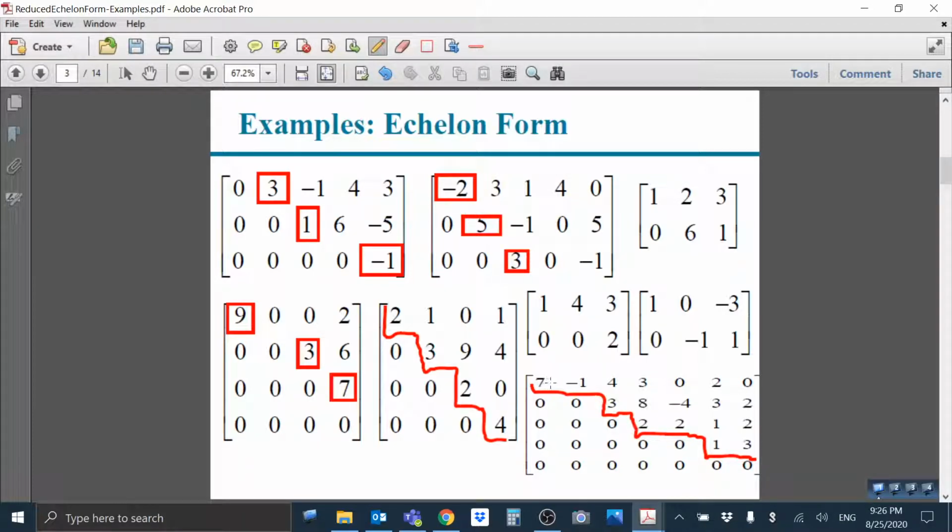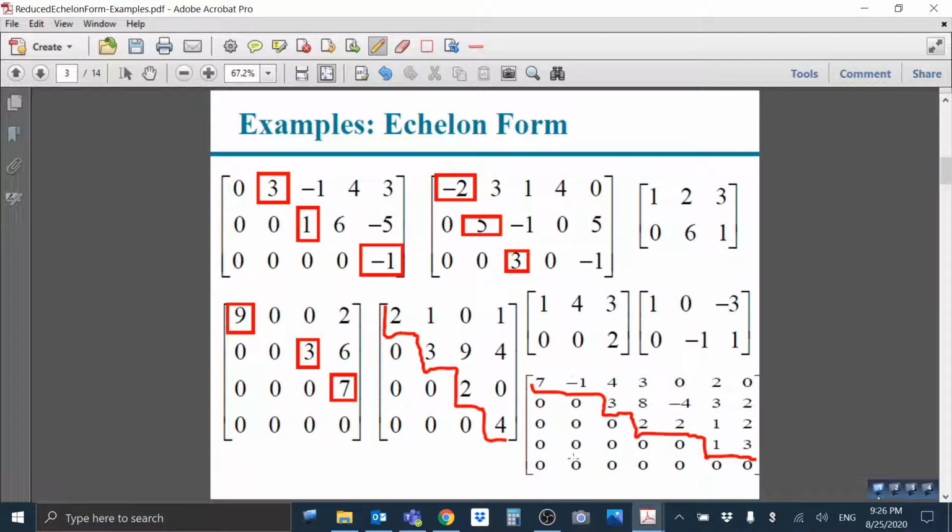And then I check the columns containing my leading entries, the pivot columns. So below my first leading entry, 7, I check all zeros, all good. My next leading entry is 3. In its column below it, all zeros. Next leading entry, 2. Below it, all zeros. Next leading entry is 1. Below it, all zeros. Great, this matrix is in echelon form.